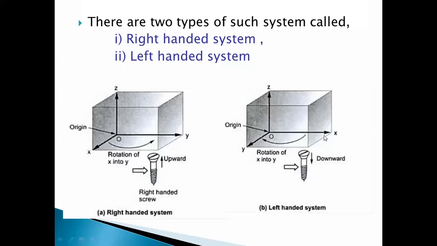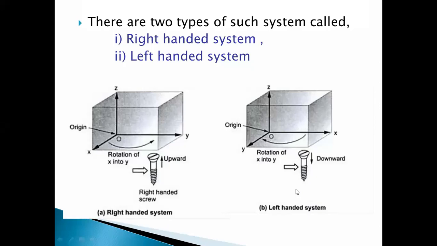In the left-handed system, this is the x direction, then y and z, and we are going in the clockwise direction. Again consider a screw: when we go in the clockwise direction, the direction of the screw is downward. It is called the left-handed system.